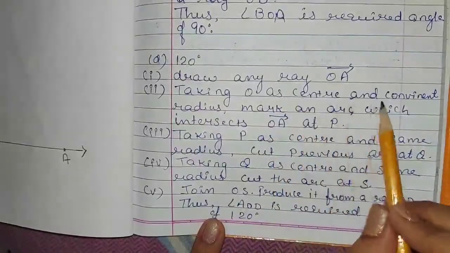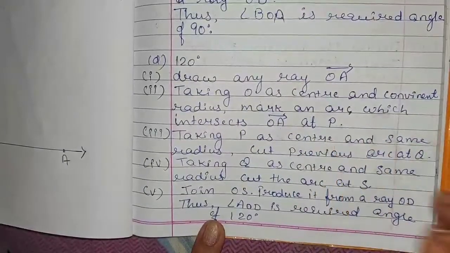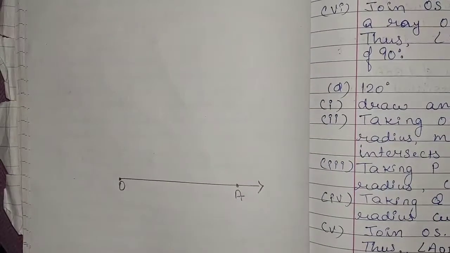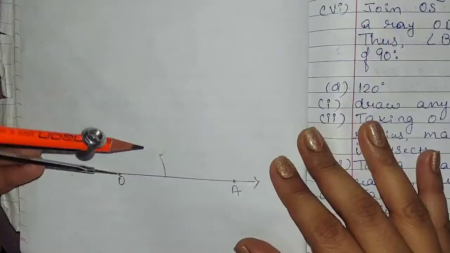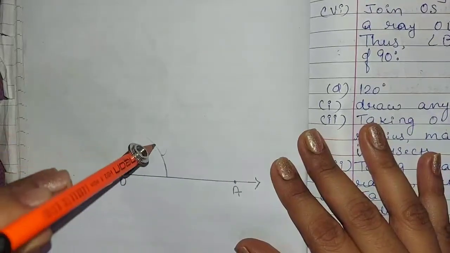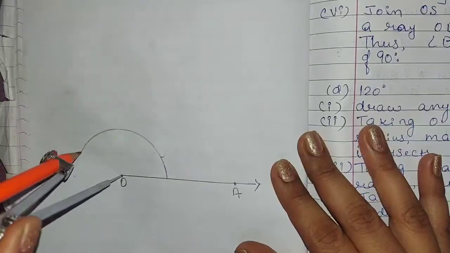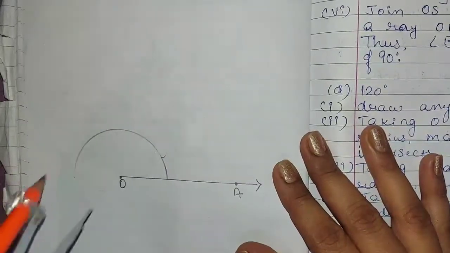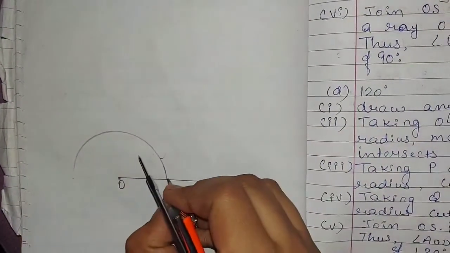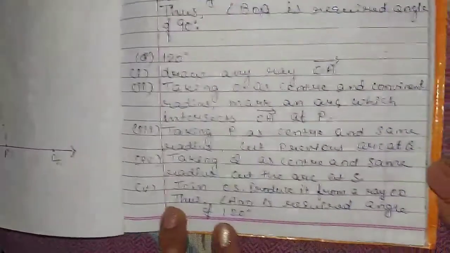Taking O as center and convenient radius, mark an arc which intersect ray OA at P. So with any convenient radius, we will take O as the center. With O as the center, let us mark an arc. So students, here we have marked an arc with O as a center and we have to write this intersecting point as P. Let us see next step.